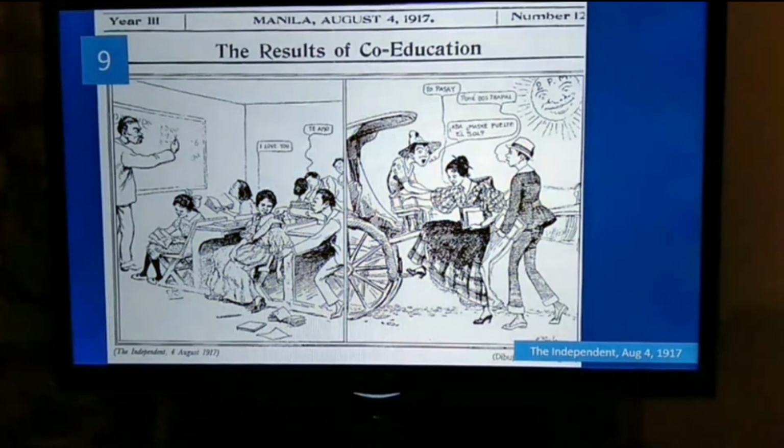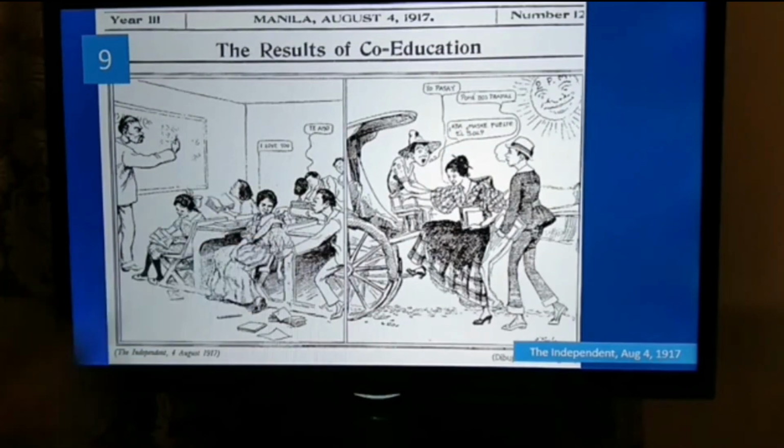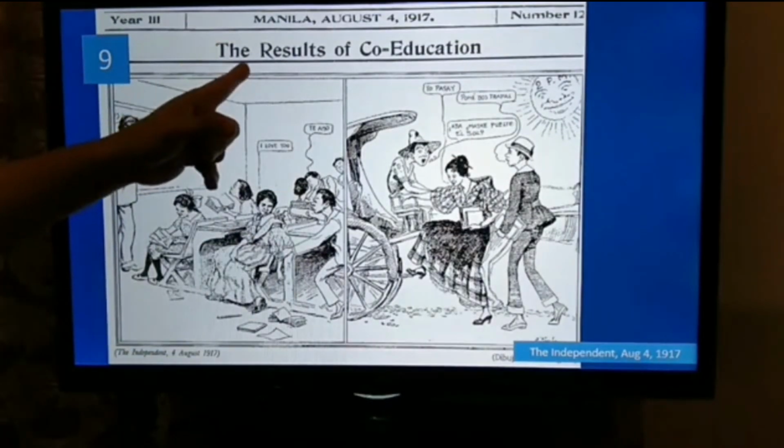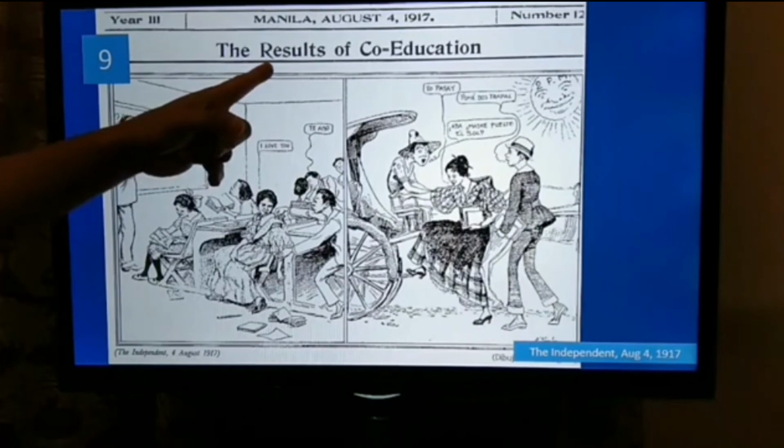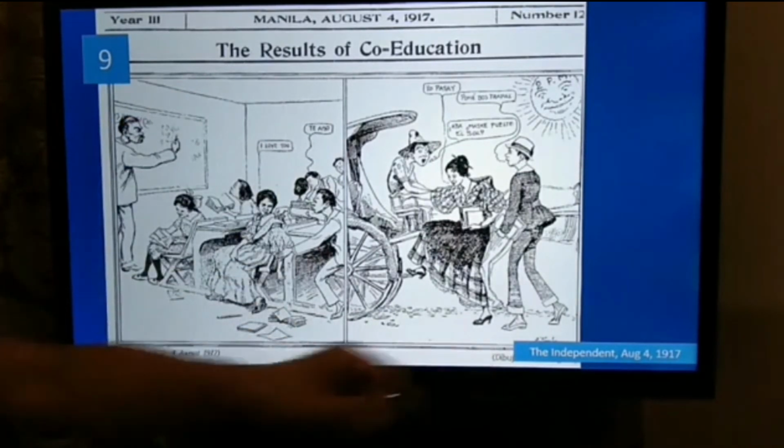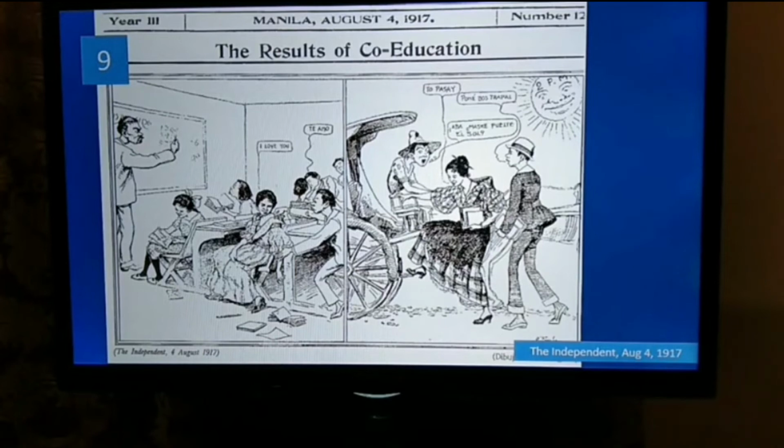Number 9. Okay, figure this out. We have a split screen. And the title, The Results of Co-Education. This happened in 1917. What is co-education or co-ed for short? Co-ed means boys and girls together in one class, together in one school. Now, what is the opposite of co-ed?